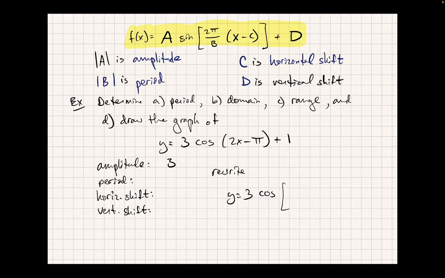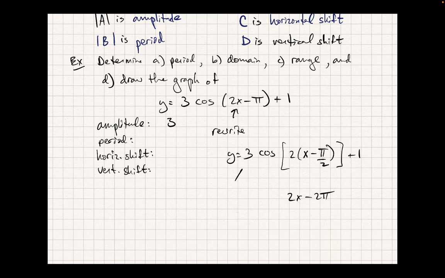Two times x minus pi over two. Yes? So what did you do to get that? I have to factor it out. So if I factor out a 2, that leaves what? x minus. I can't leave it as pi, because when I put it back, that would be 2x minus 2 pi. Pi over 2. Right, that's how I factor it out. And then plus 1.